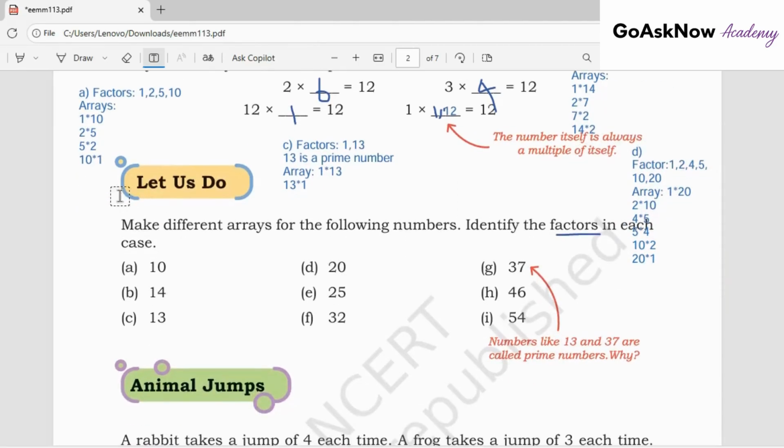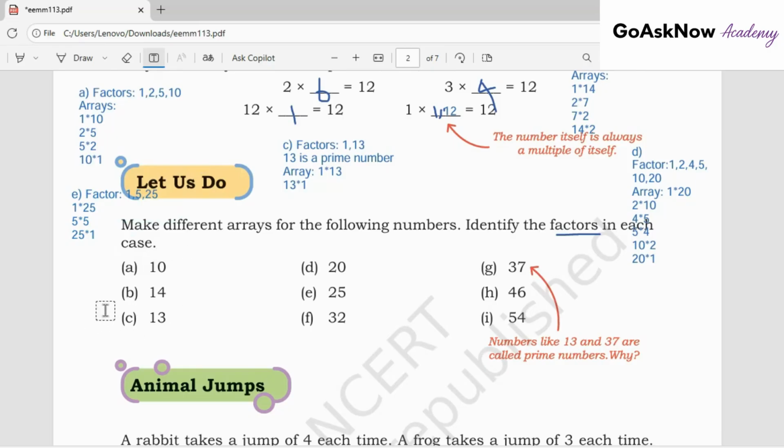Next, option E is 25. The factors are 1, 5, 25, where the arrays are 1 into 25, 5 into 5, 25 into 1.